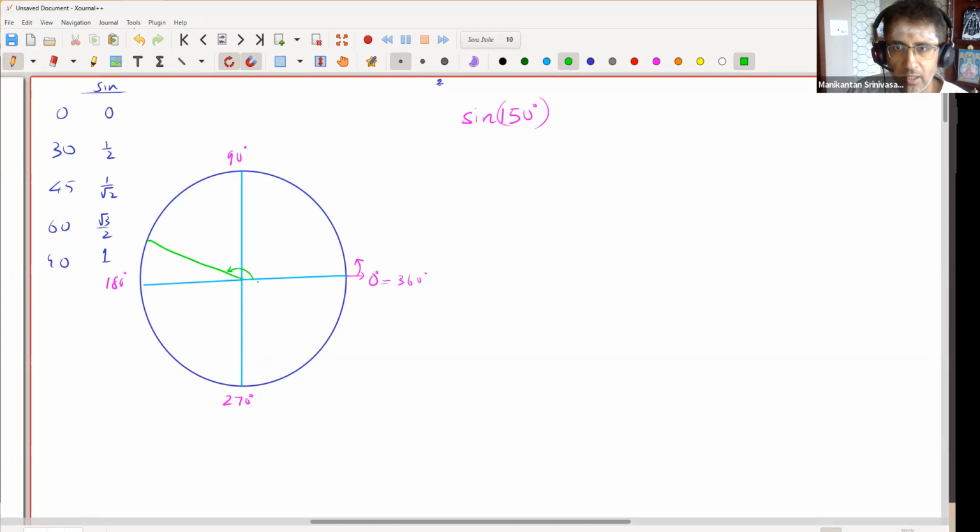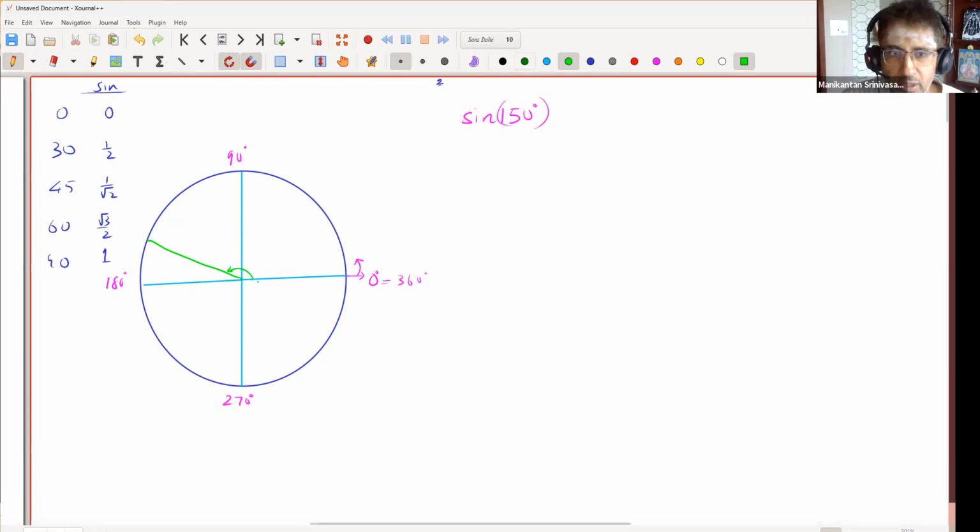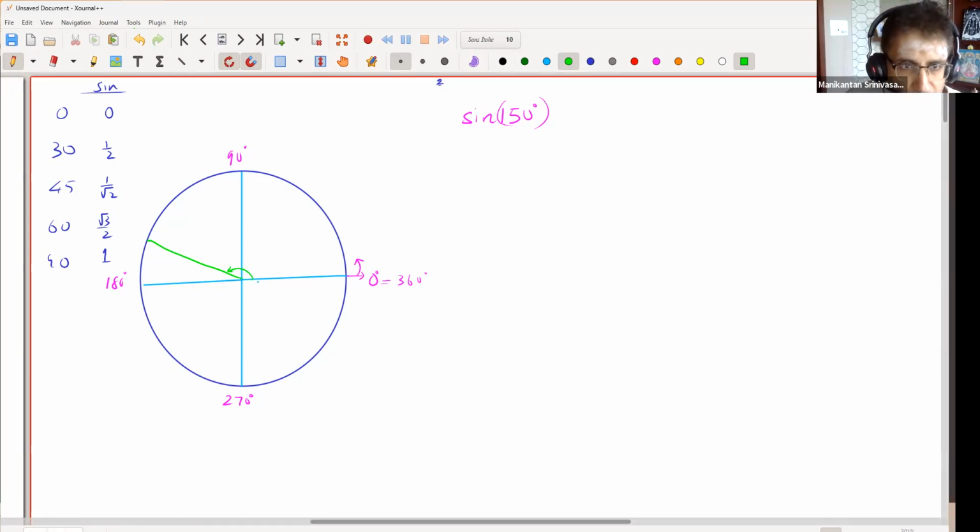Now I don't like to think of sine 150 as opposite upon hypotenuse anymore. Instead, I'll look at the y projection, right? What do I mean by y projection? Suppose I project this onto the y-axis.